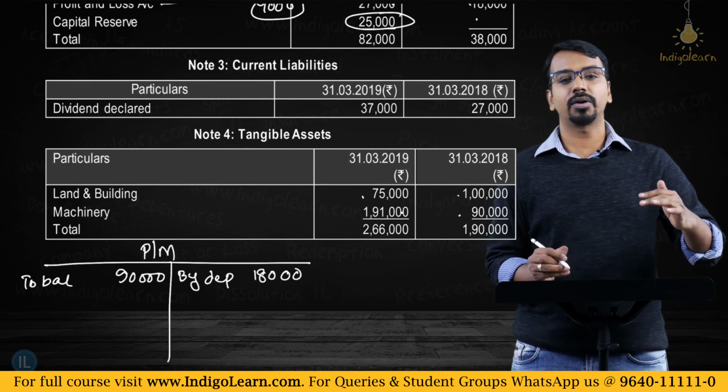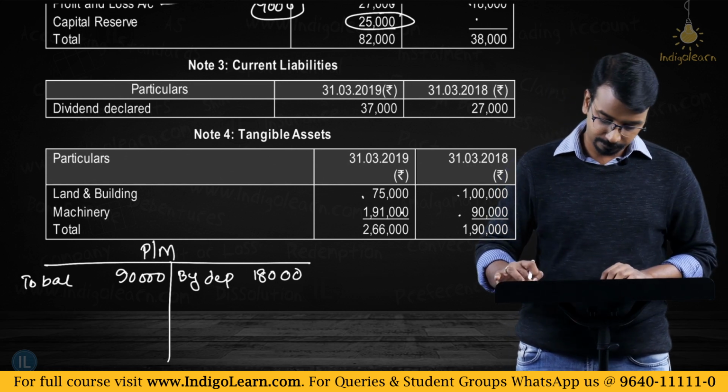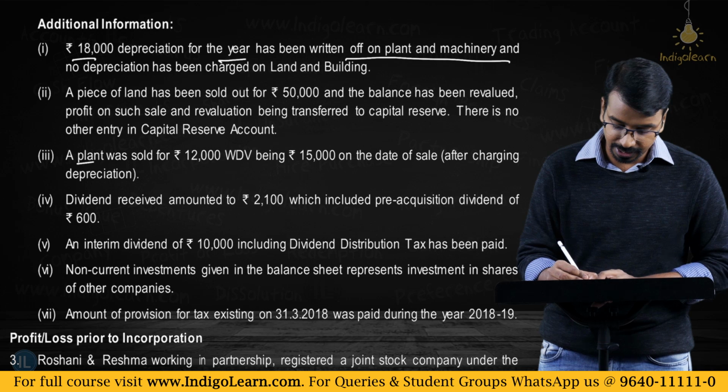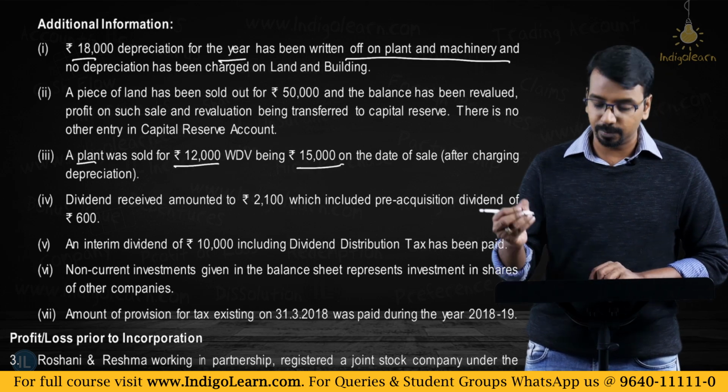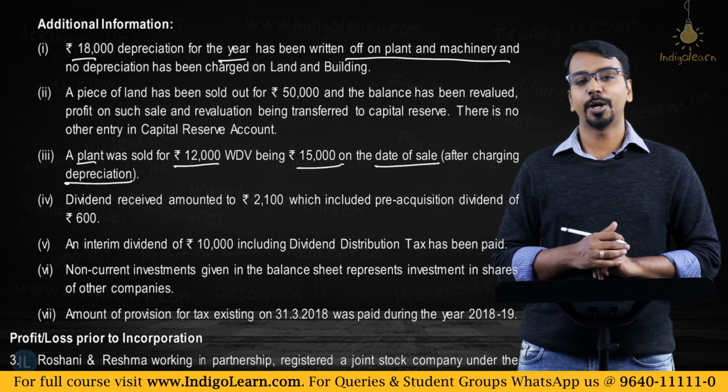Now separately they have not given what is the gross block, what is the net block. We will prepare a single statement. Then on plant and machinery, they say a plant was sold for 12, WDV being 15,000 at the date of sale after charging depreciation.